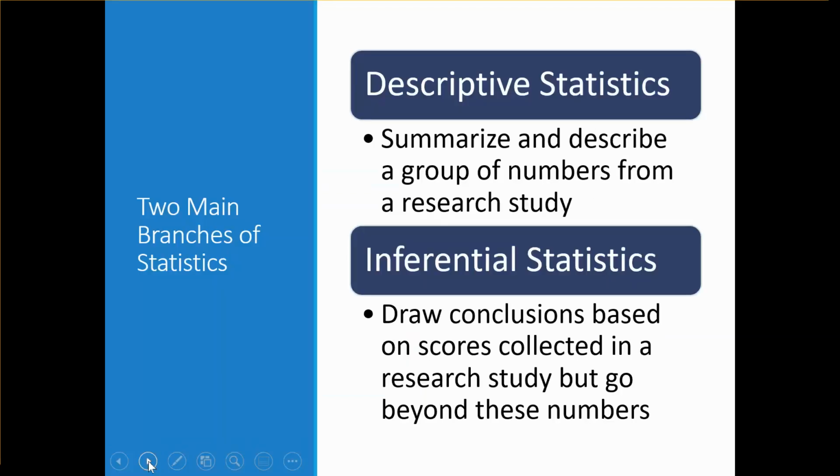There are two different kinds of statistics. Descriptive statistics are the kinds that you hear about a lot. They summarize and describe a group of numbers from a research study. You hear them a lot with averages and means and medians and modes, and we'll be talking about those in these first couple of chapters.